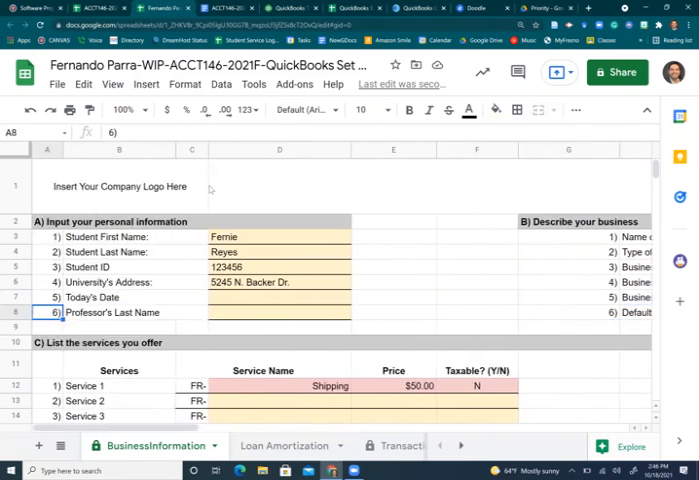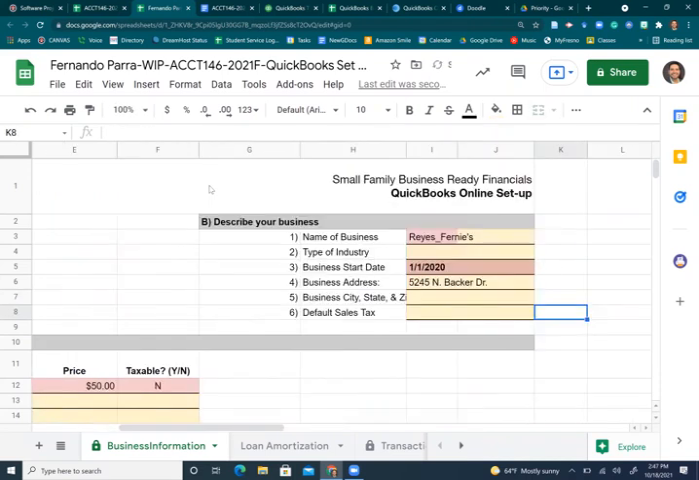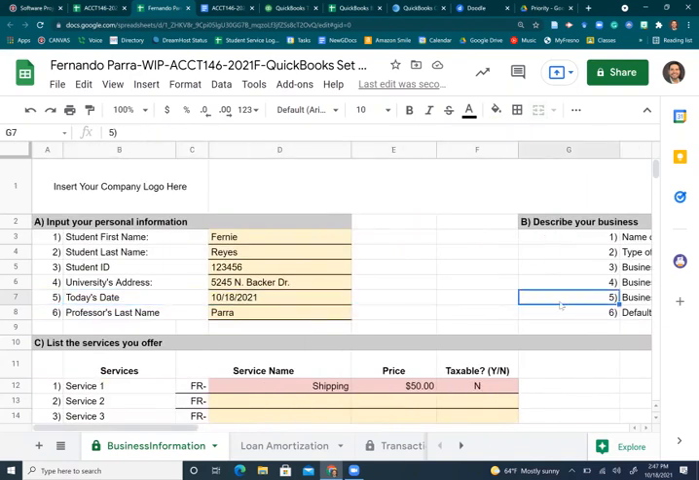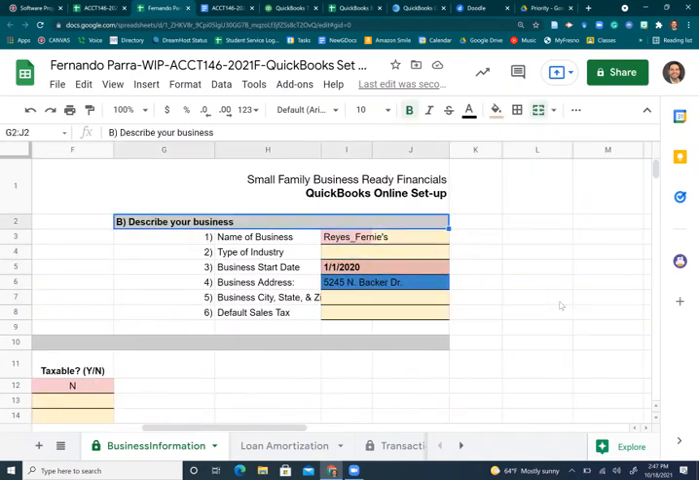Your professor's last name is Parra. Your today's date is 2021. So let me correct this. I'm going to have to correct it. Are you ready to go to section B? Make sure you make me stop if I'm going too fast.